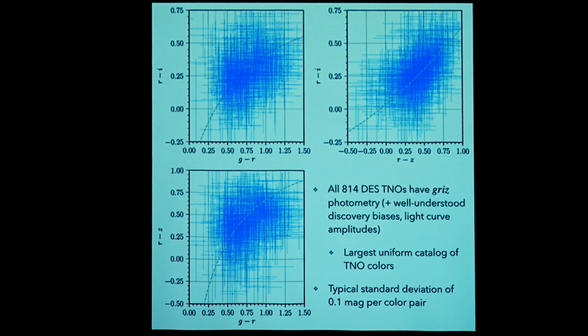And every TNO from DES has very well measured photometry, plus multi-year data, plus light curve amplitudes. So you can think of this basically as a precursor data set to LSST. And this is the largest uniform catalog of TNOs out there.